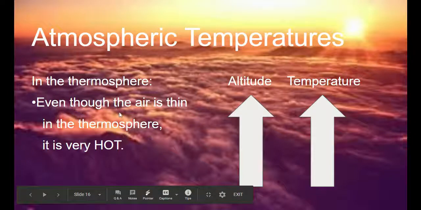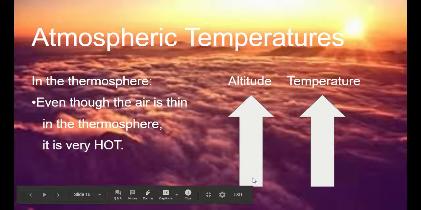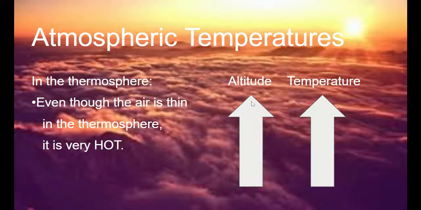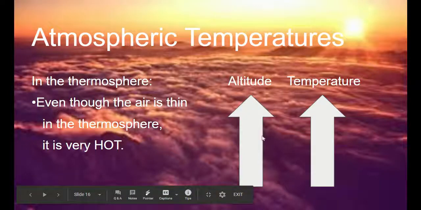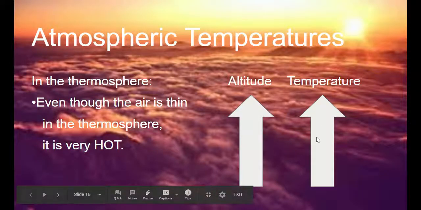In the thermosphere, okay, even though the air is thin in the thermosphere, it is very hot. It's just really interesting. Probably why it's called the thermosphere, but it tends to block a lot of solar radiation, and so that reflection of solar radiation is going to make that layer very, very warm, right? So again, altitude goes up, temperature goes up. Okay, again, we're getting closer to the edge of space, right? More and more radiation is being blocked and pushed back into space, so the temperature is going to go up the higher in altitude I get into the thermosphere.